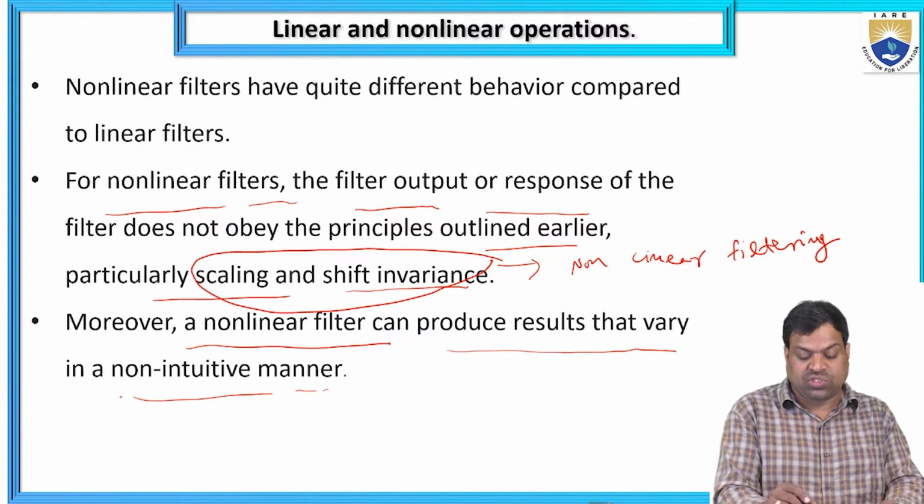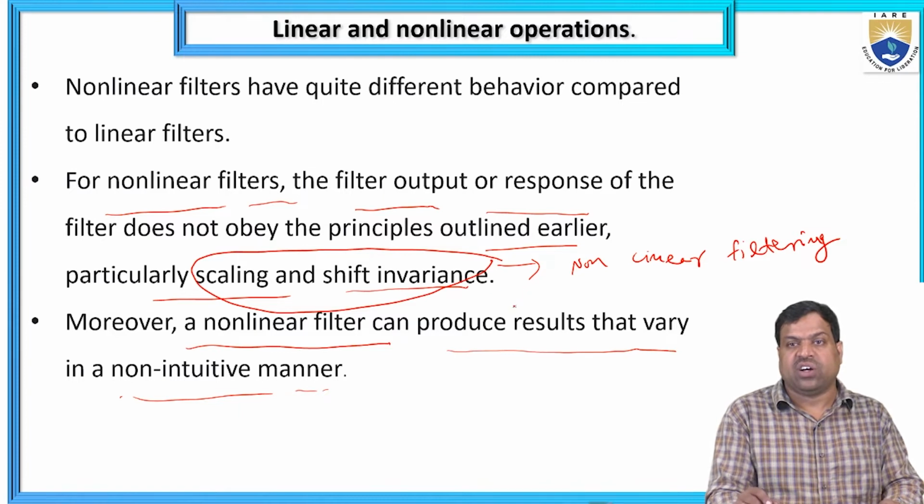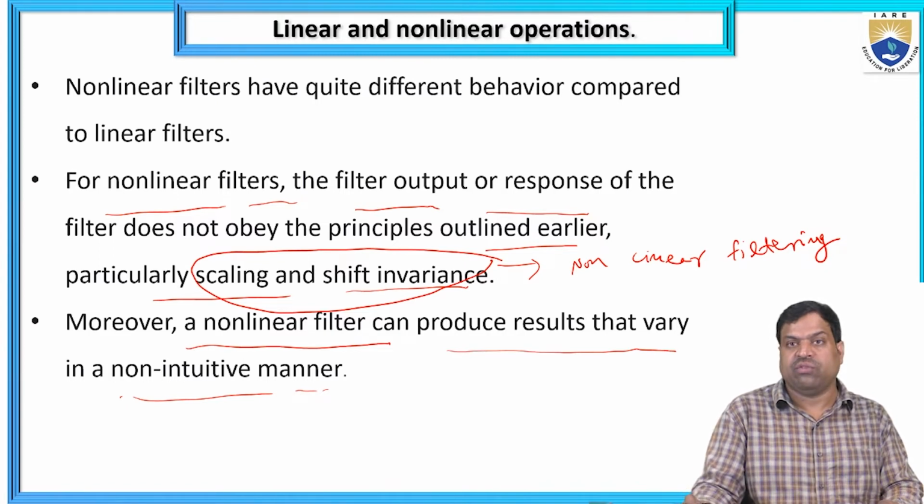In a non-linear filter, the filter output or response does not obey the principles outlined earlier, particularly scaling and shifting invariance. Moreover, a non-linear filter can produce results that vary in a non-intuitive manner. We have some slight changes from the original image. That is non-linear filtering.